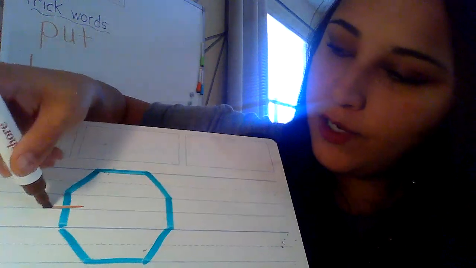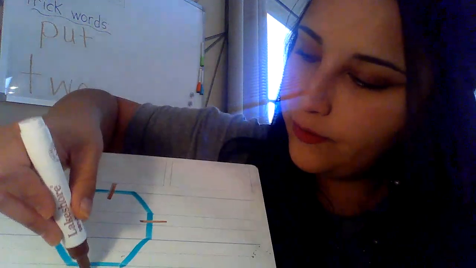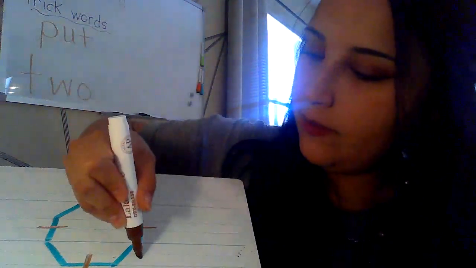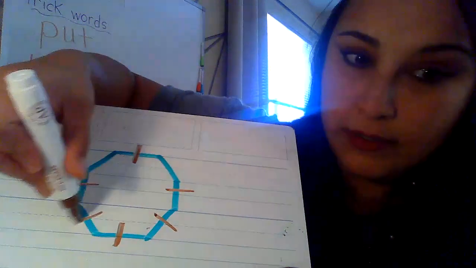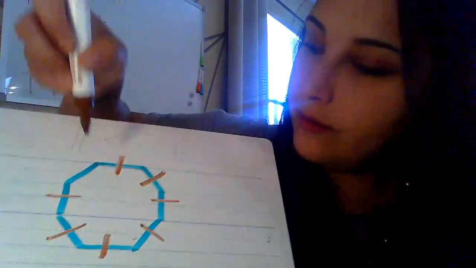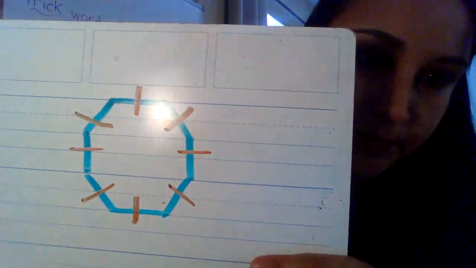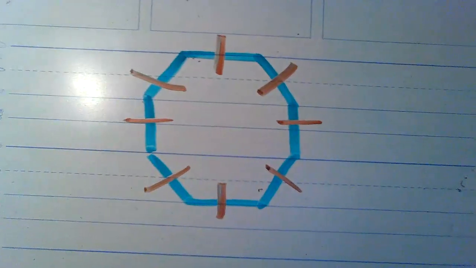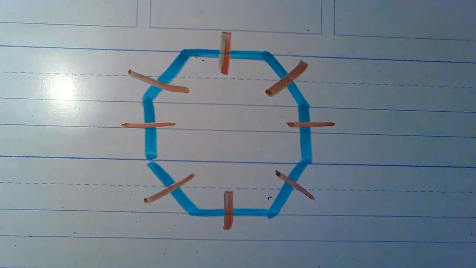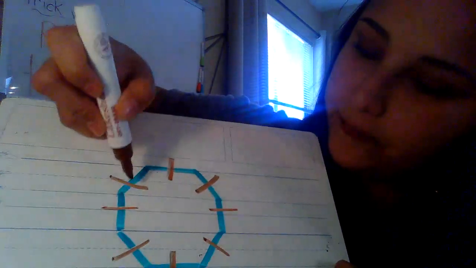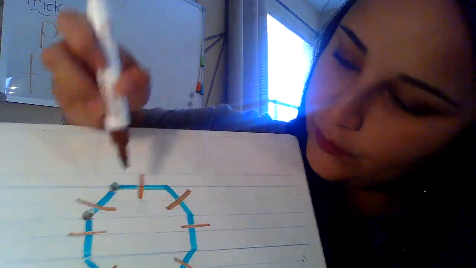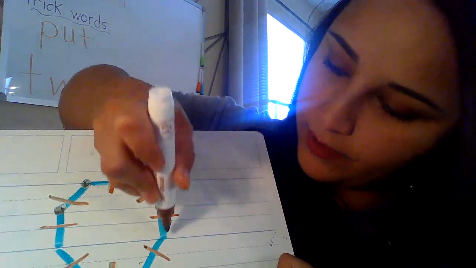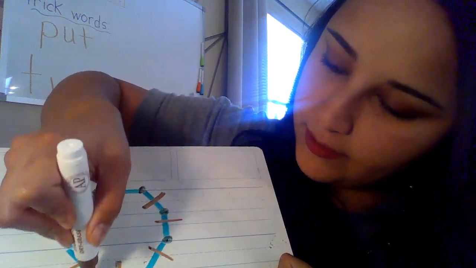So 1, 2, 3, 4, 5, 6, 7, and 8. So if it has 8 sides, more than likely it would also have 8 corners and vertices. So let's see. 1, 2, 3, 4, 5, 6, 7, and 8.